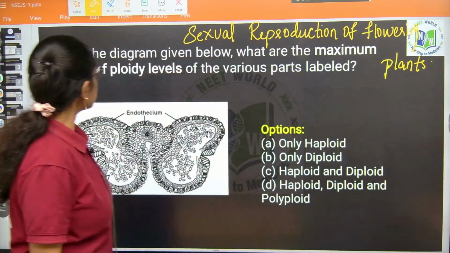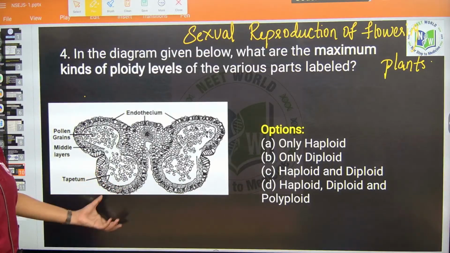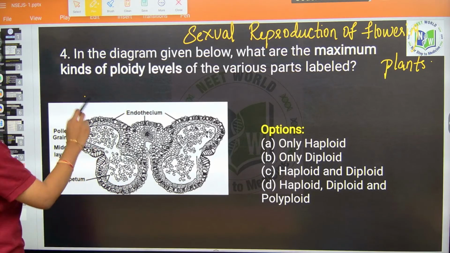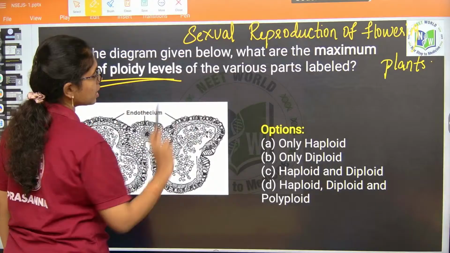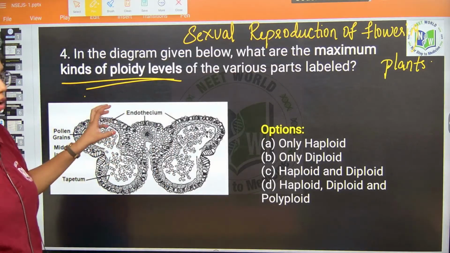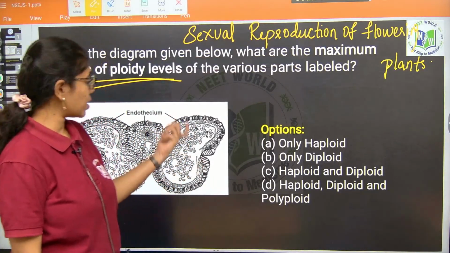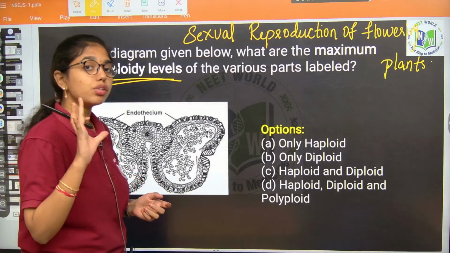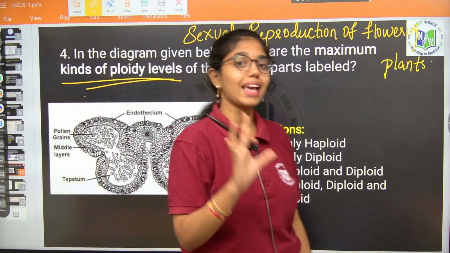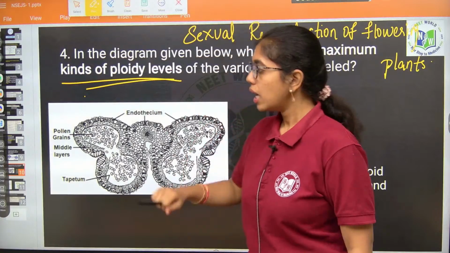If you clearly see this, in the diagram given below, the maximum kinds of ploidy of various parts are labeled. So, before looking into the ploidy of the question which is given, just listen to the explanation of the male gametophyte of the angiosperms. Let us get started.